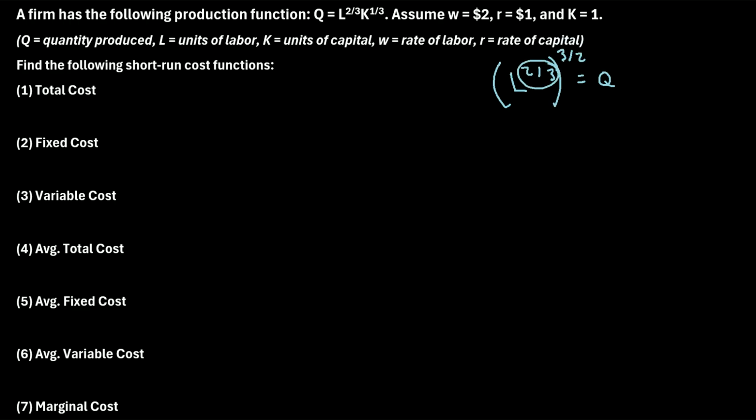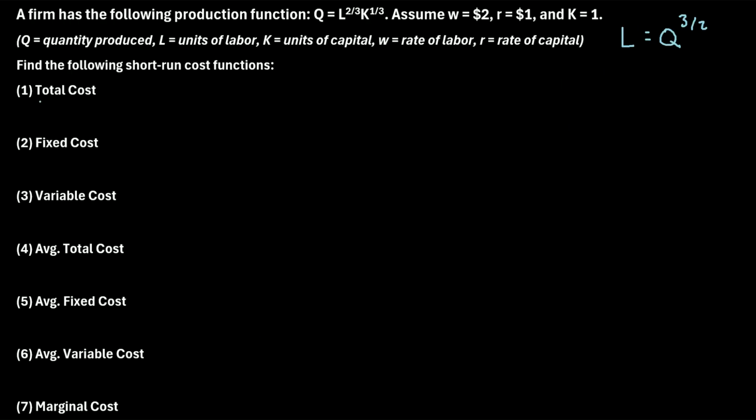When we multiply 2/3 by 3/2, we just end up with 1. So L to the first power is just L. On the right-hand side, we also need to raise Q to the 3/2 power. So we'll find that L is equal to Q to the 3/2. We're going to use this value for L when we're finding these short-run cost functions, so I'll go ahead and write that here.